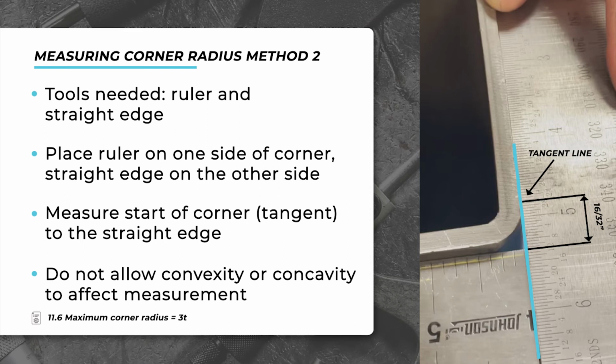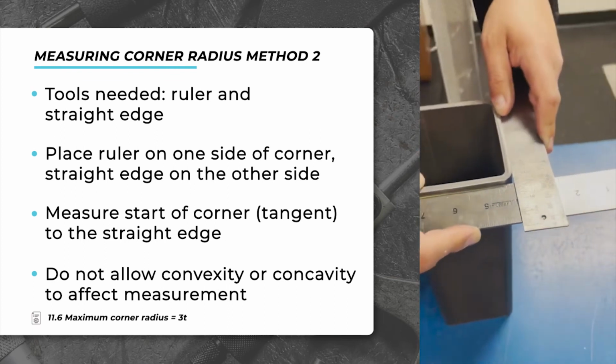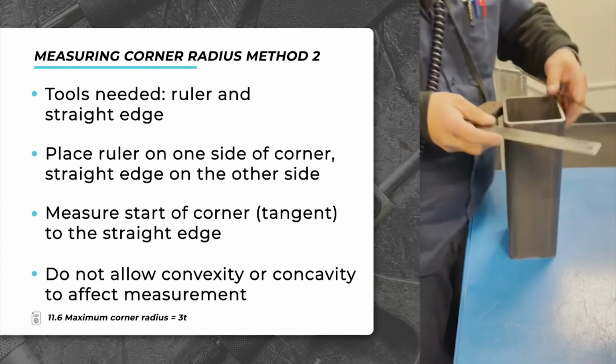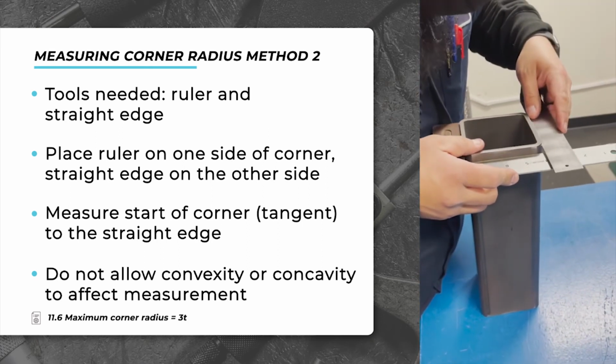The first corner reads 16/32, which is equal to 1/2 inch. For a 1/4 inch wall thickness, a 1/2 inch radius is equal to 2t. 2t is less than the ASTM permissible 3t, so that first corner is acceptable. Now we need to walk through and check all remaining 3 corner radii.